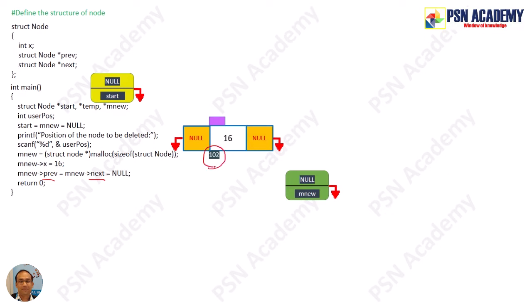This 102 has been taken randomly because these kinds of addresses are taken care of by the operating system. So for example, this newly created node has been allocated 102, and that is our assumption. Okay. So the null will be replaced with 102, and it will start pointing to the new node here.